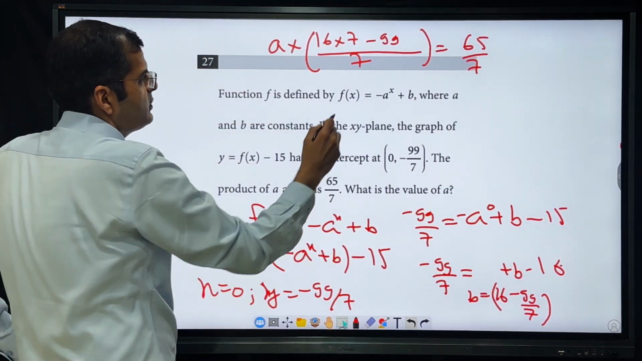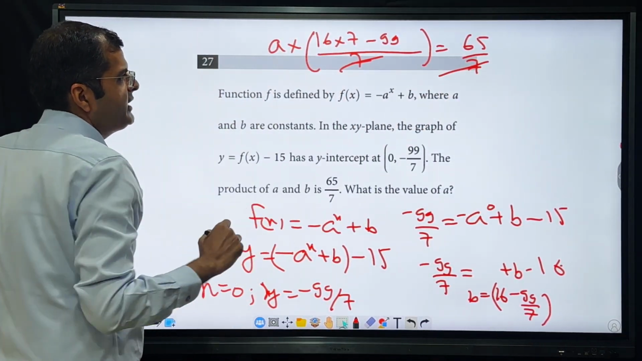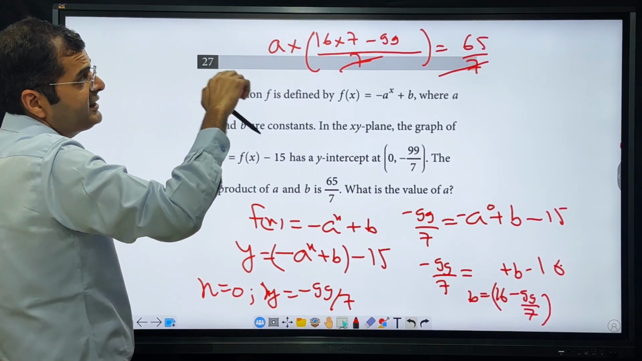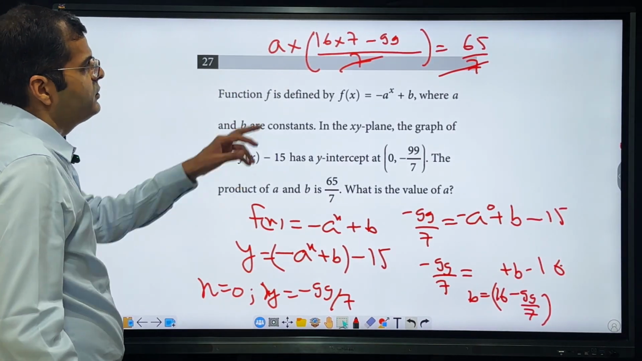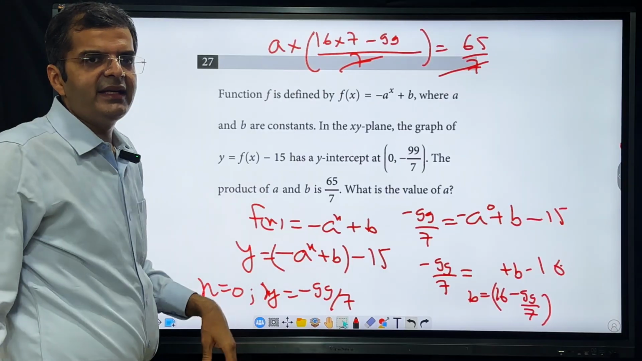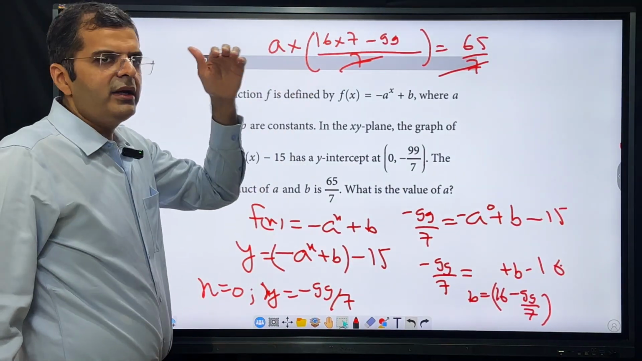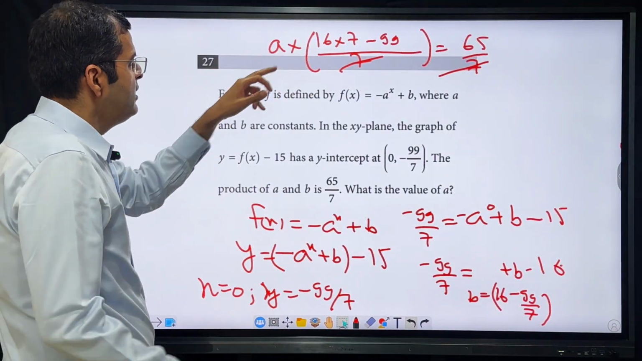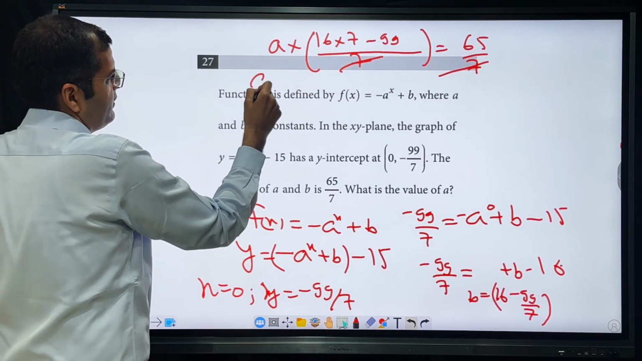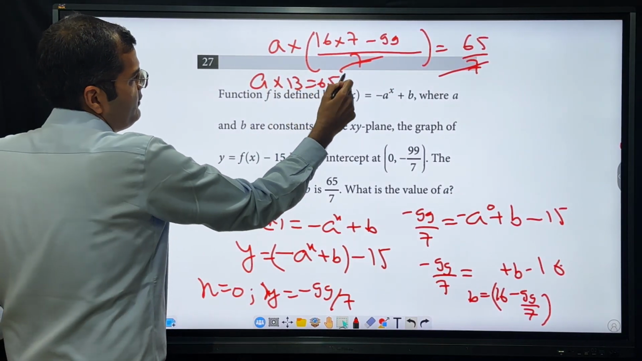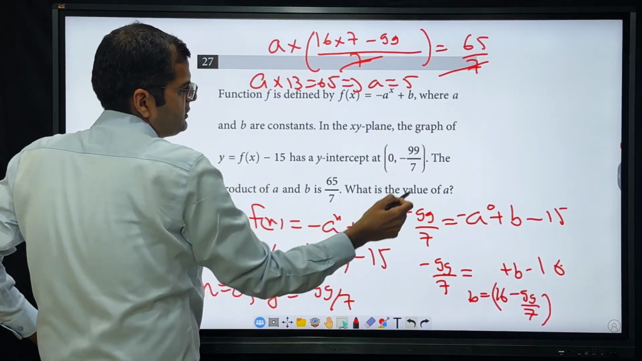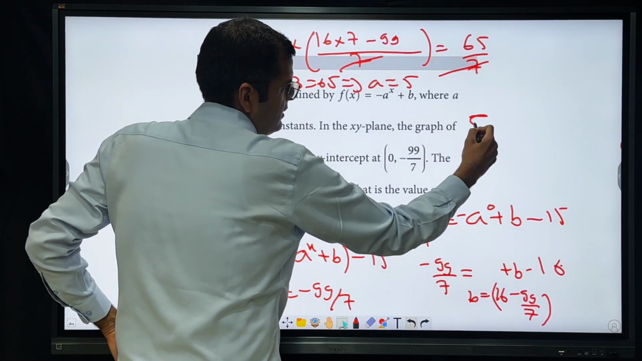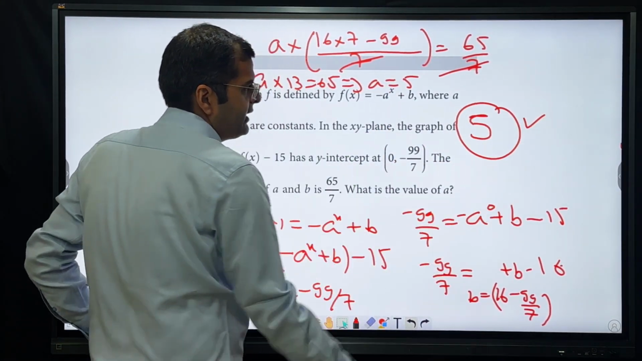Okay, so this 7 goes out. 16 into 7, 16 into 6 is 96 plus 16 is 112. So 112 minus 99 is 13. So a into 13 is 65. So from here I say a equals 5. The value of a is 5, and that is the right answer.